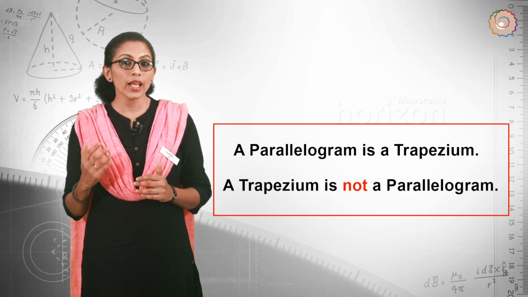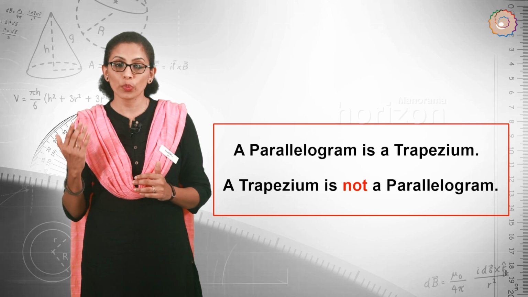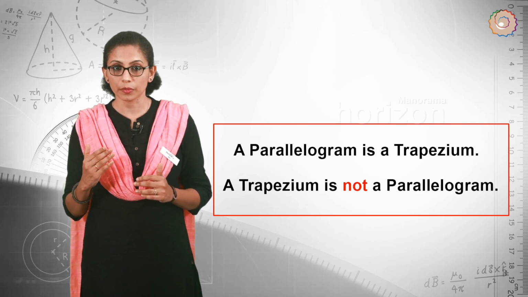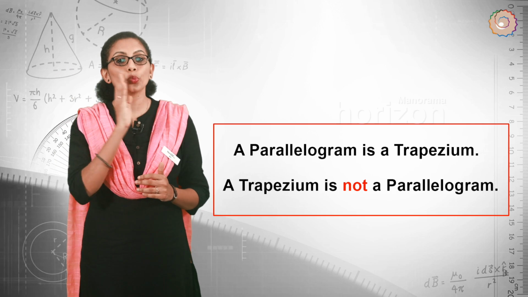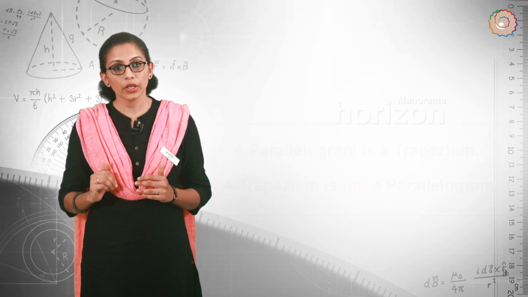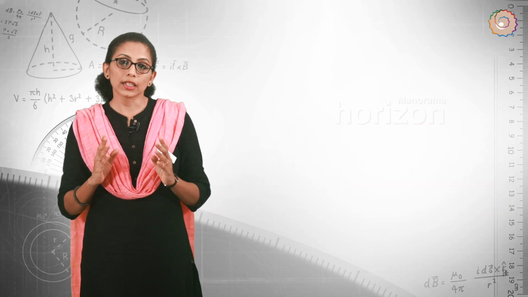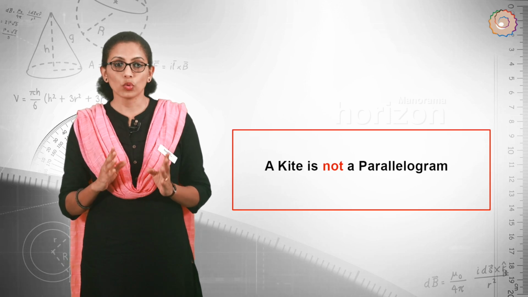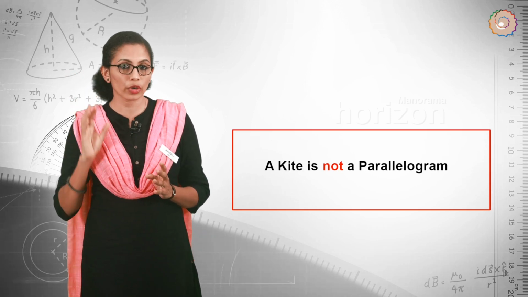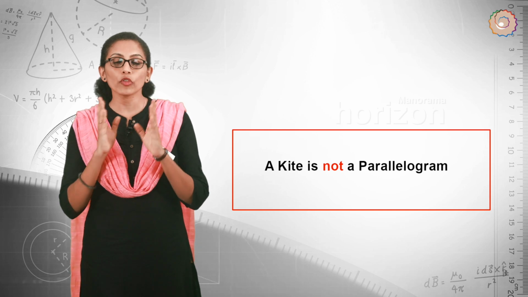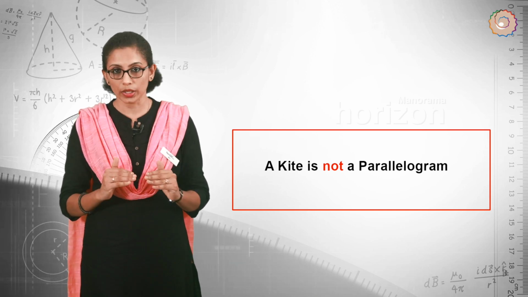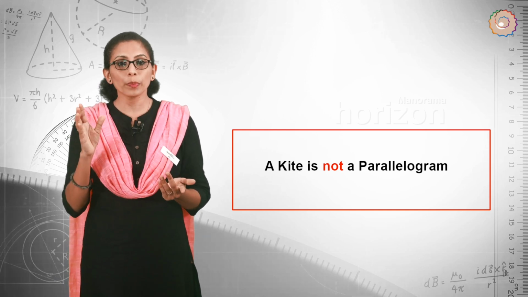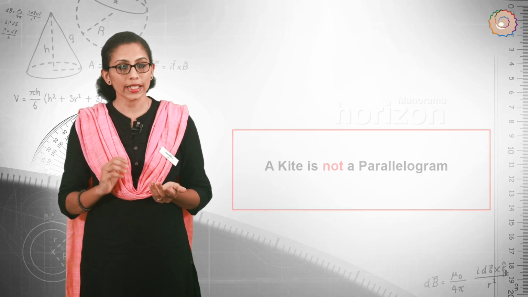What is the reason behind? As only one pair of opposite sides is parallel in a trapezium and we require both pairs to be parallel in a parallelogram, right? Now, fourth point, a kite is not a parallelogram. What is the reason? To meet the condition for a parallelogram, both pairs of opposite sides need to be equal. But in a kite, both pairs of adjacent sides are only equal.